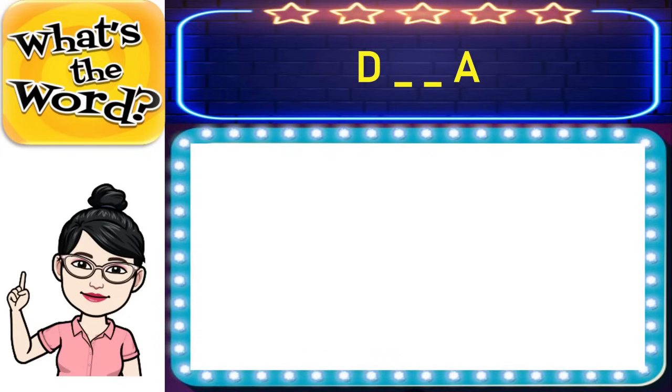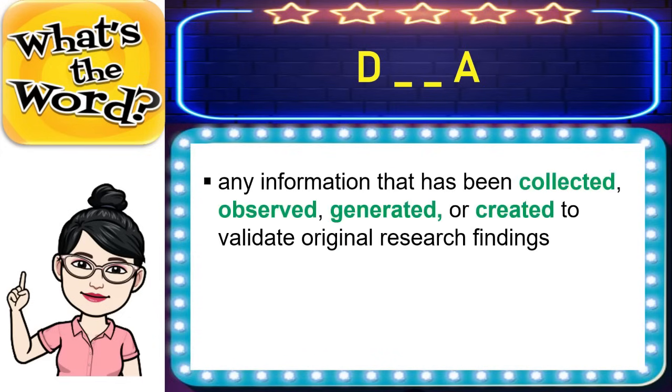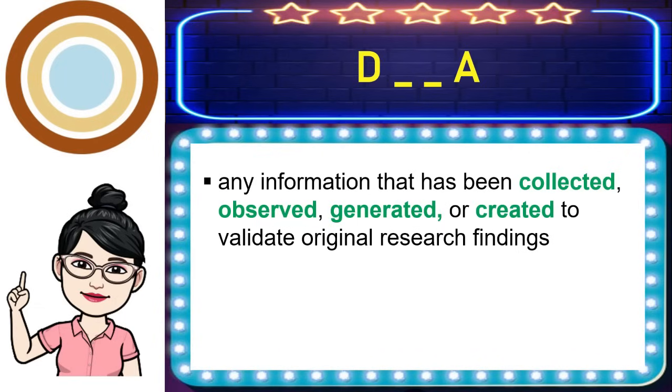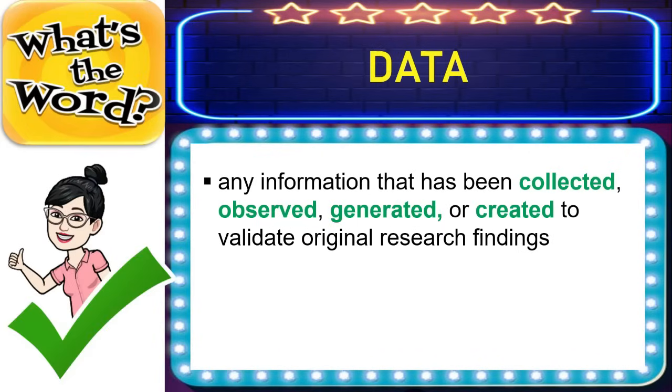We are now here at word number 13. Any information that has been collected, observed, generated, or created to validate original research findings. The answer is data. Research data takes many different forms. Data may be intangible, as in measured numerical values found in a spreadsheet, or an object, as in physical research materials such as samples of rocks, plants, or insects.